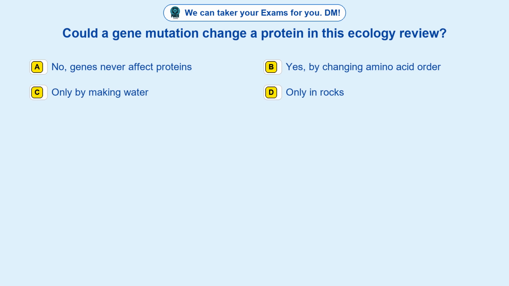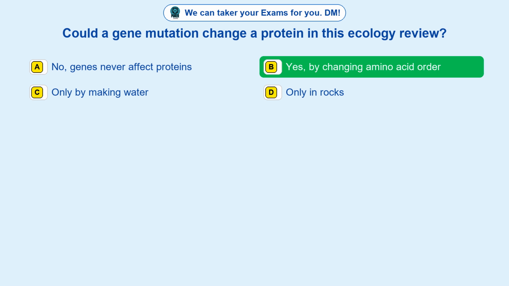Question 10. Could a gene mutation change a protein in this ecology review? Option A. No, genes never affect proteins. Option B. Yes, by changing amino acid order. Option C. Only by making water. Option D. Only in rocks. The correct answer is option B. Yes, by changing amino acid order.